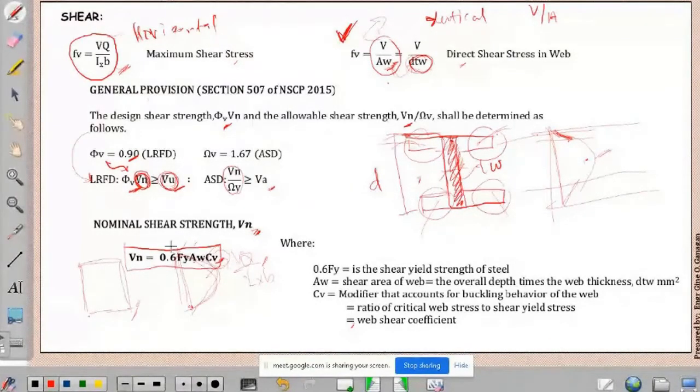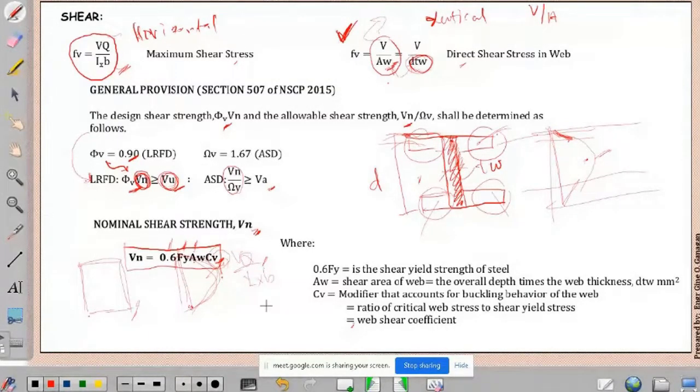So kasi yung 0.6 that is given by the code, yung Fy that is the grade ng ating bakal, yung area of the web that is the depth times thickness of the web lang naman yan, so given yan sa properties ng steel. So ang bago lang dito is yung Cv. Okay? So paano natin i-compute yung Cv? Ito. Yung Cv na ngayon yung problema natin.